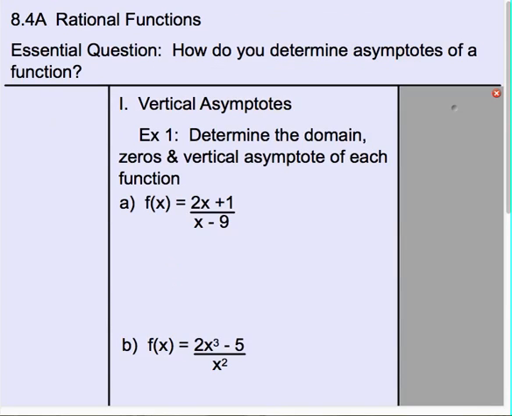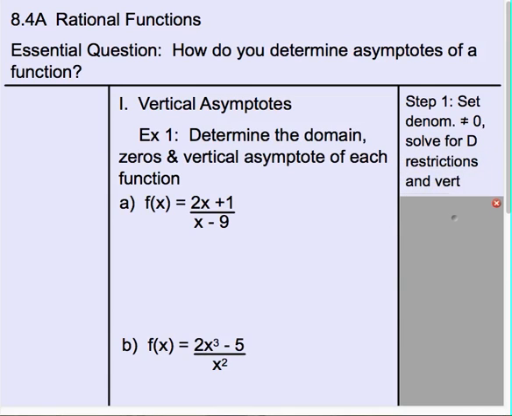Let's look at vertical asymptotes first. Remember, a vertical asymptote occurs when the denominator equals 0. So it's basically finding the domain restriction. So when this example says determine the domain, zeros, and vertical asymptote, once we find the domain, we have the vertical asymptote as well. So that'll save us a step. All right, as I mentioned, same process for both of those.